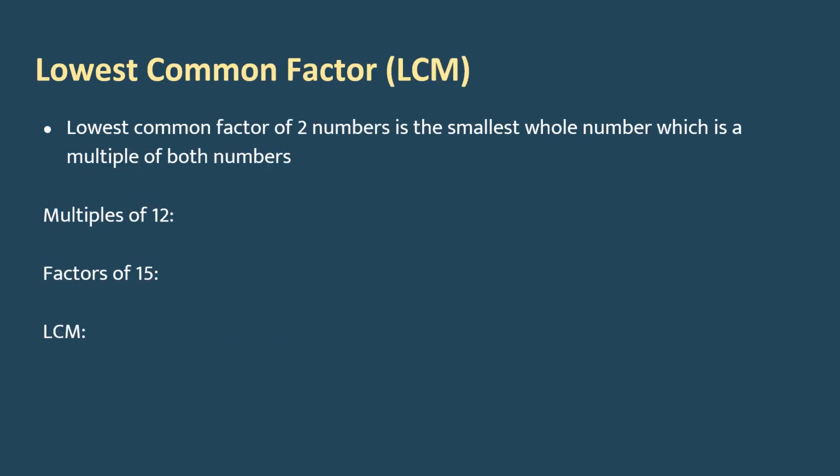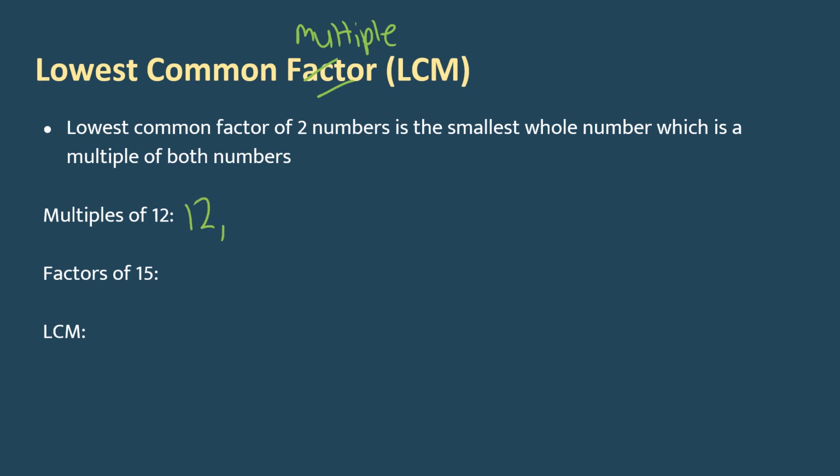Okay, now we move on to lowest common multiple. Sorry, not factor, but multiple. So lowest common multiple is actually the smallest whole number which is a multiple of both numbers. In our example, we have 12 and 15, and we're going to do the listing method again first. We're going to list the first 10 multiples of 12 and 15.